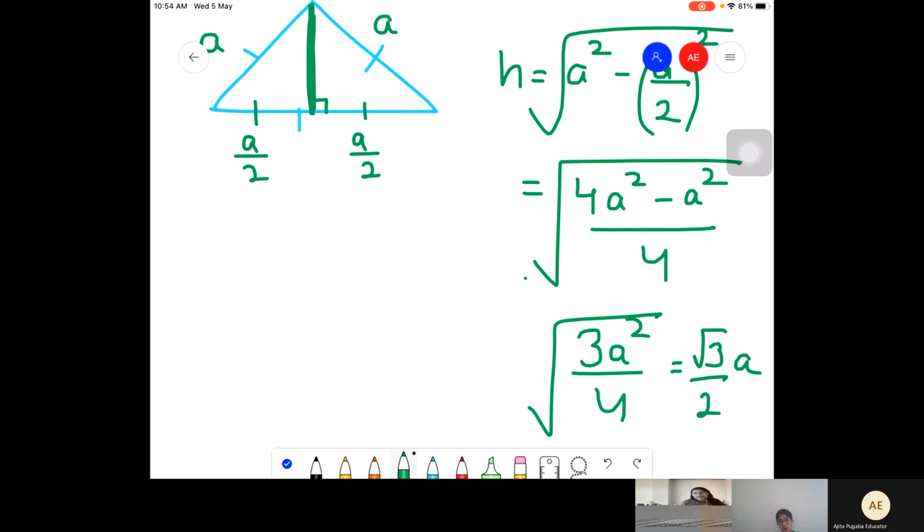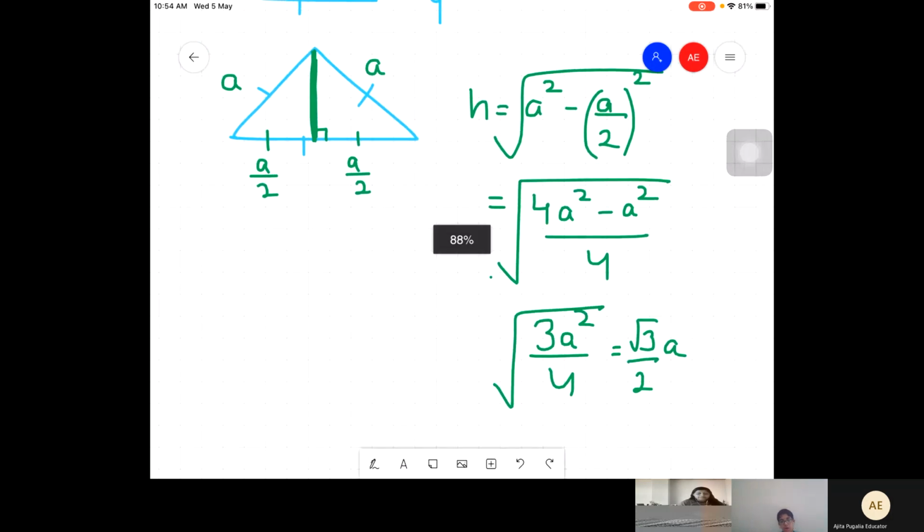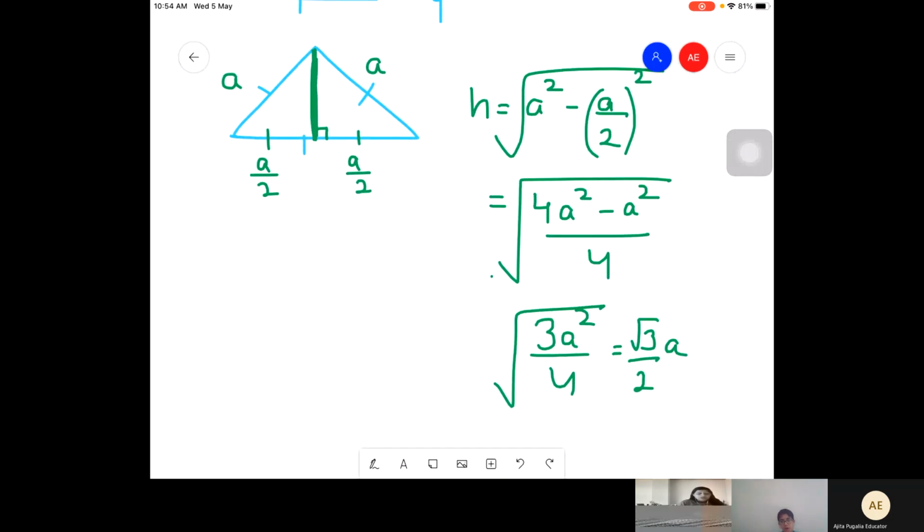So what is the value of my height in this case? You don't have to learn this. Listen, understand, beta, you don't have to memorize this. I'm just telling you how this formula is derived. So you get the height as this.